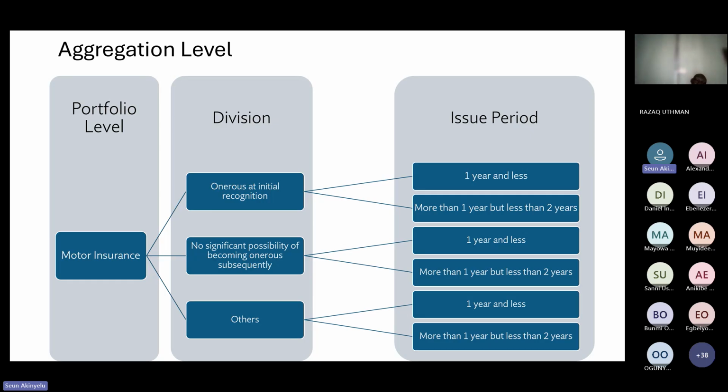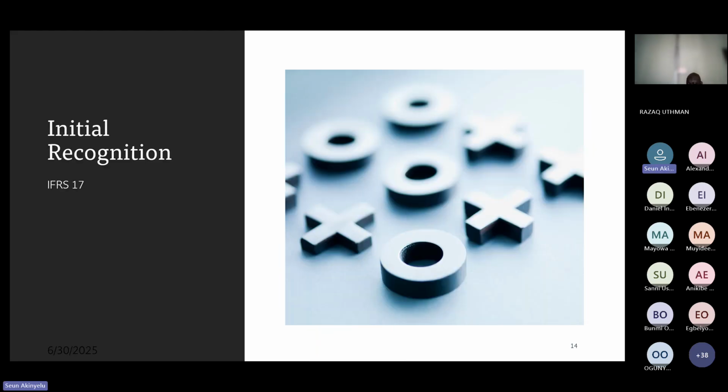So within that particular motor insurance, onerous at initial recognition, you now begin to group them into the ones that are within the same period. For example, all the insurance contracts for this particular year. If you have insurance contracts that are like 10 years, in most cases you might not have that, only if it's life insurance, then you want to group them separately. So that is the way you group an insurance contract.